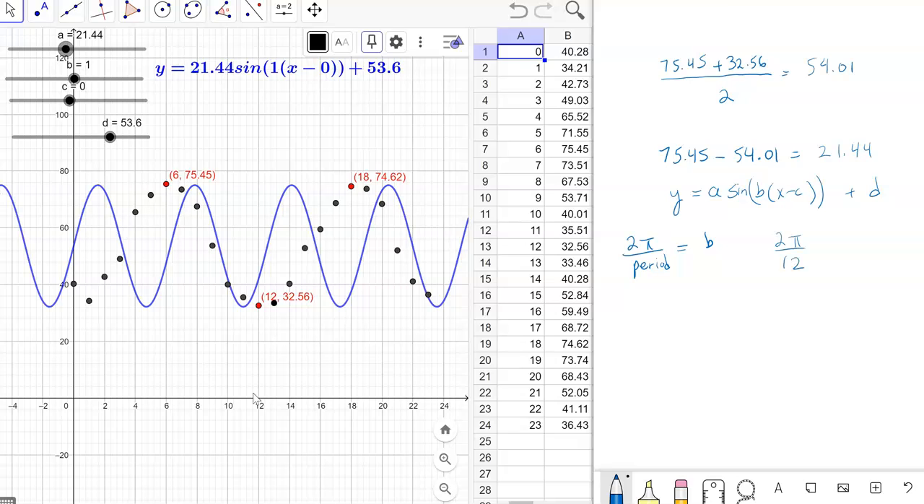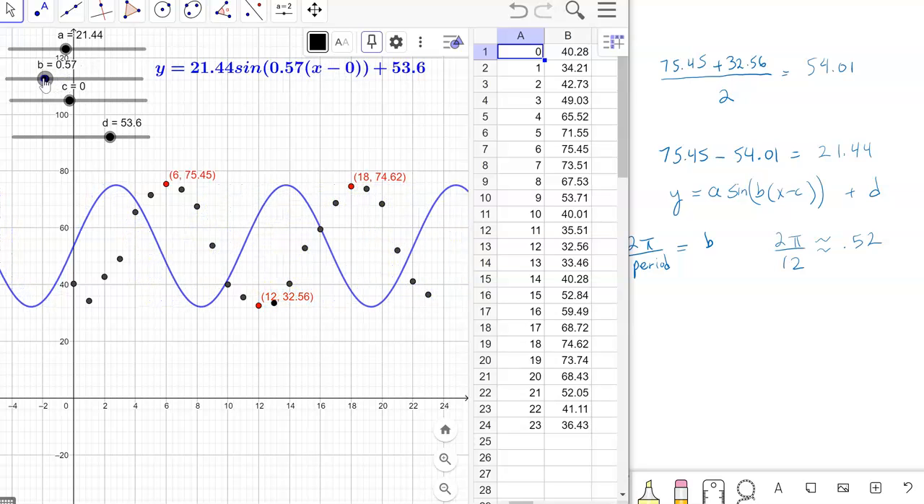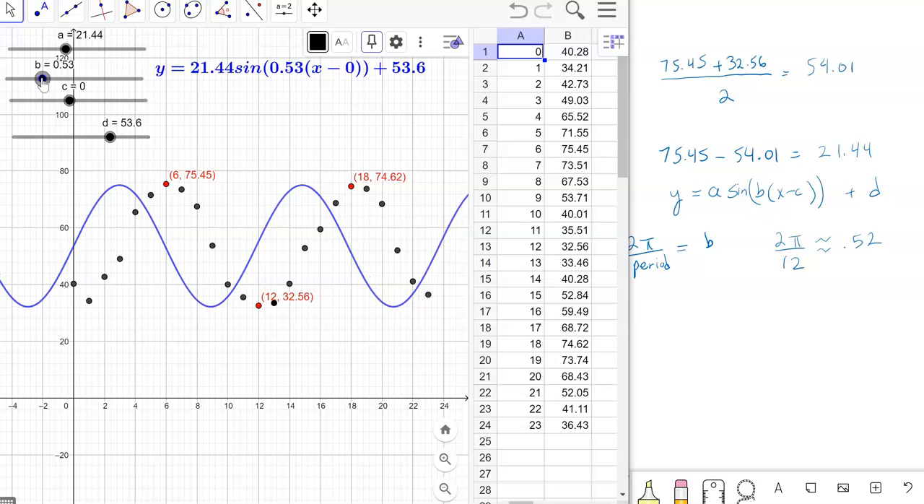So 2 pi is roughly 6.28. We're just carrying 2 decimal places here. So I'm just going to stick to that and divide that by 12. I get roughly 0.52. Okay, so let me just adjust my b to be 0.52. There we go. So now that graph looks like it has the right cycle.